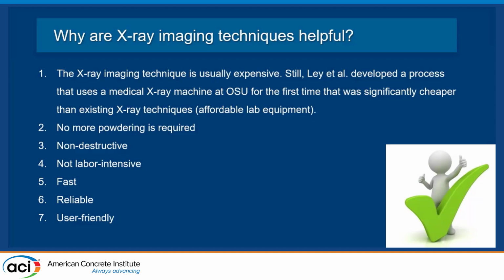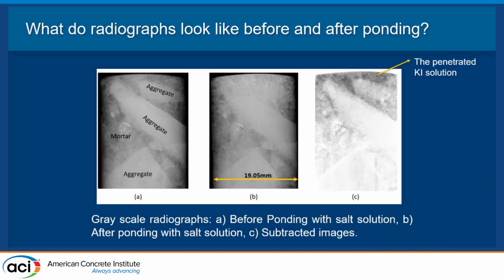Why are X-ray imaging techniques helpful? Maybe you think that using X-ray imaging would be very expensive. But in 2016, Lee et al. at Oklahoma State University developed a new X-ray machine that is much cheaper and more affordable. It's a kind of affordable lab equipment that can do the equivalent measurements. We don't need any powdering or grinding. It's non-destructive, it's less labor-intensive, fast, reliable, and user-friendly.